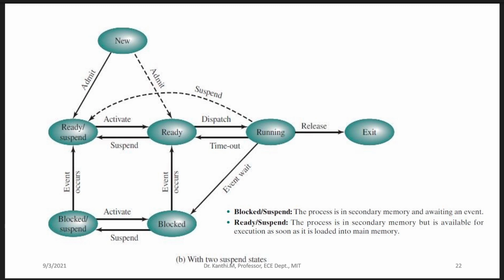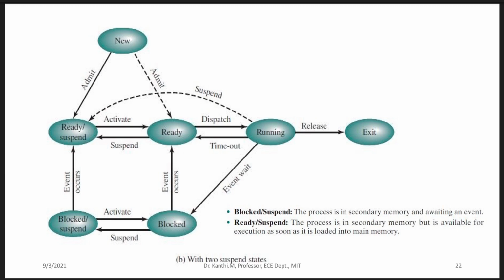Adding to it, we can have one more: the suspend state can be split into ready suspend and blocked suspend. We need to know the difference between these two. Here you could see there are 7 states. This is a 7-state process model. I mean, you have two suspended states: one is blocked suspend and another is ready suspend.